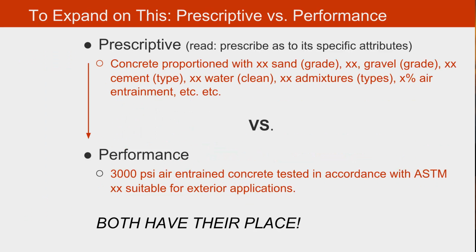To expand on this prescriptive versus performance criteria, the prescriptive specification, that is, to prescribe its specific attributes, will say the concrete will be proportioned with so-and-so percentage of sand of a certain grade, such and such a percentage of gravel at a certain grade, such and such a percentage of cement, so much water, certain types of admixtures, and a percent of air entrainment, and so on and so forth, to get exactly the mix that was intended for the design. Versus the performance specification, which will simply say 3000 psi, air entrained concrete, tested in accordance with ASTM standard whatever, suitable for exterior applications.